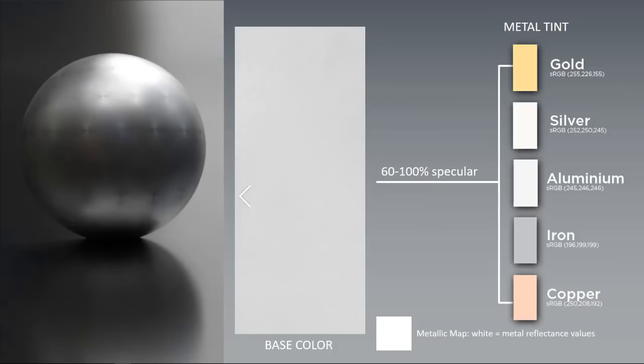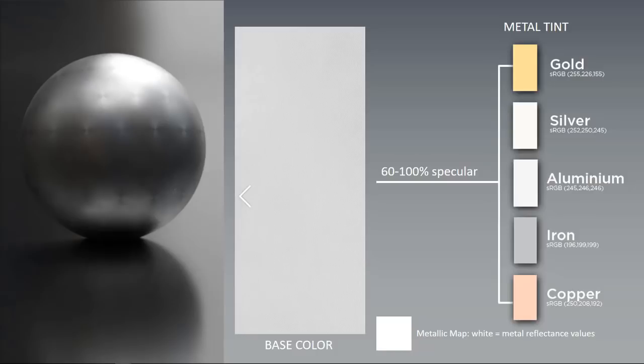So moving over to our next slide, I'm still talking about base color. I've just got a map here that's showing an actual color value. What I'm talking about here is the metal tint values. Like I said before, we would have a metallic map that's set to white, and this white value indicates that the values for this area in the base color are going to represent metal tint. With metal, we're looking at a range of 60 to 100% specular. That means the values for metal are typically going to be pretty bright.